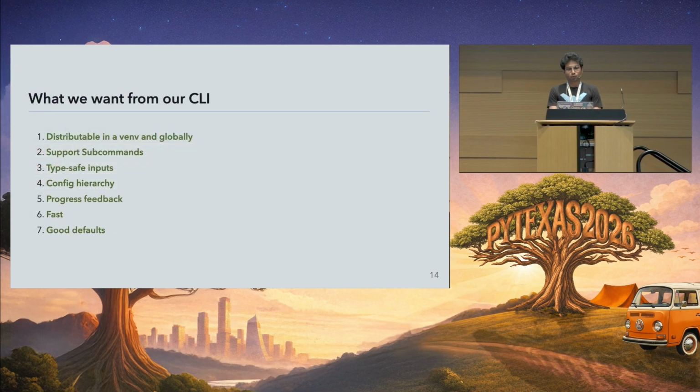But what do we really want from our CLI? Well, it has to be distributable in a virtual environment and also globally, because you want to package your CLI not only for the Python developers, but also for someone who does not know Python. It should also support nested commands, subcommands, something that you nest within a bigger command. And it should also have type-safe inputs, ideally, so bad arguments are rejected with helpful errors at the top level. It does not go inside.